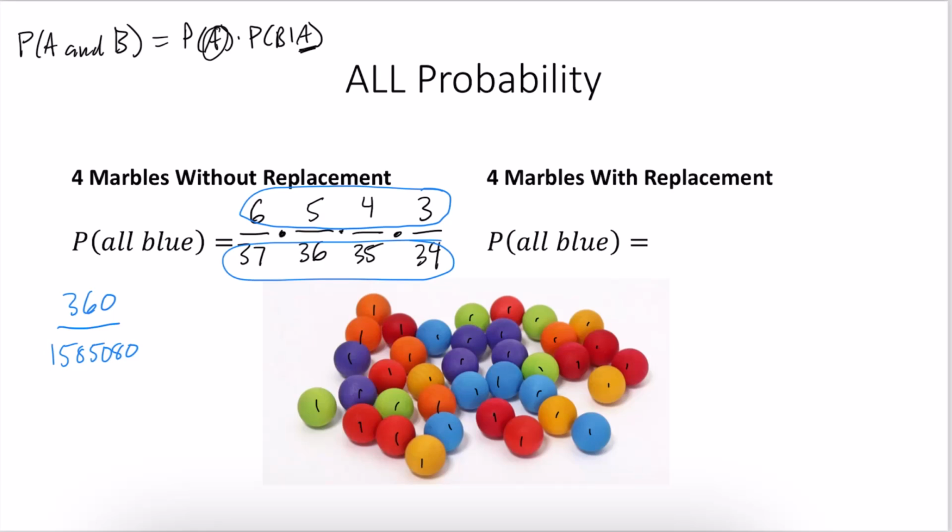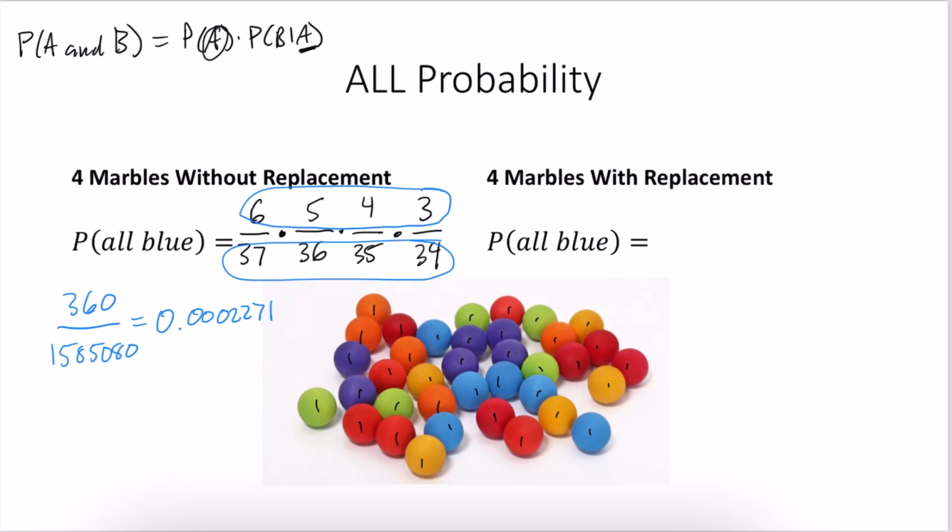And if I divide those, I end up with a very, very small probability of 0.0002271. And the reason why that probability is so small is because it's not very likely, if you draw 4 marbles, that they're all going to be blue. So that's what that calculation would look like.